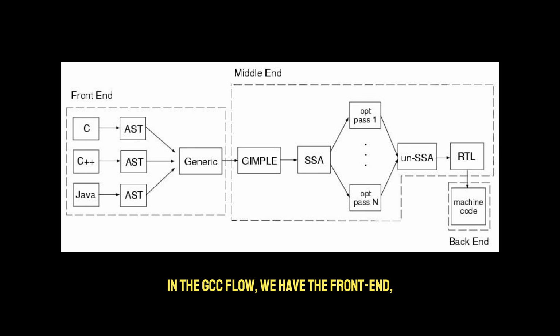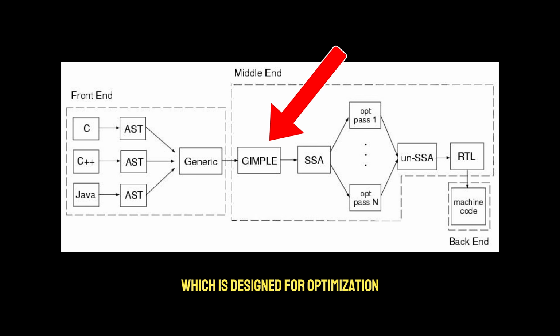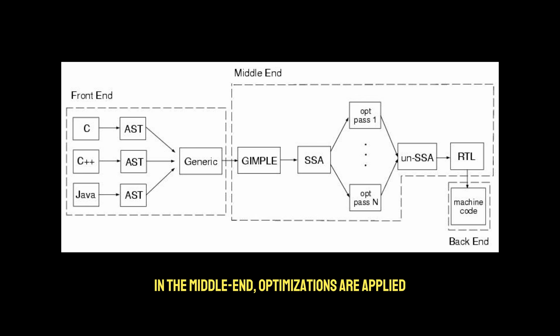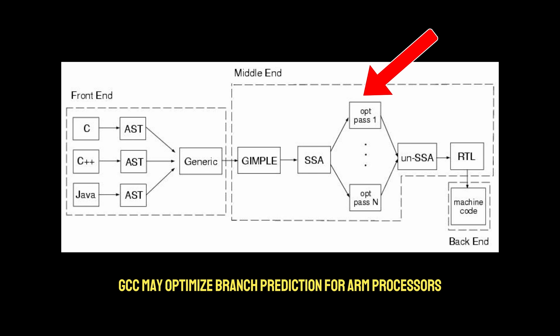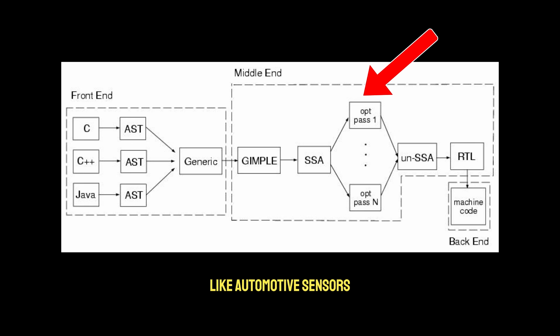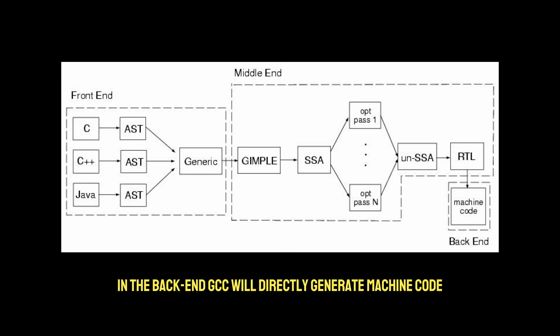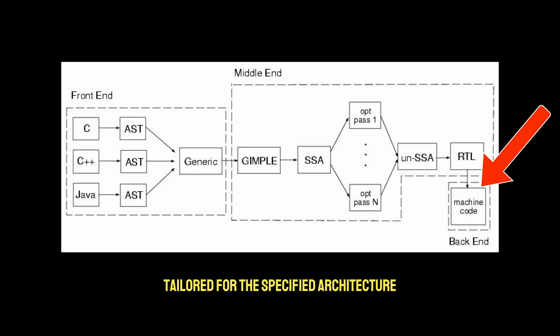In the GCC flow, we have the front end, which translates code into GIMPLE, which is a simpler representation designed for optimization. In the middle end, optimizations are applied that are specific to the code and target architecture. For example, GCC may optimize branch prediction for ARM processors, which is critical for embedded systems like automotive sensors. In the backend, GCC will directly generate machine code tailored for the specified architecture, which ensures high performance for traditional systems. For large-scale projects like Android OS, GCC's efficient flow reduces build times without compromising compatibility.